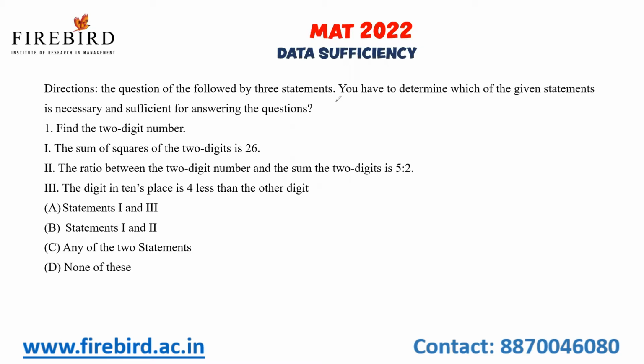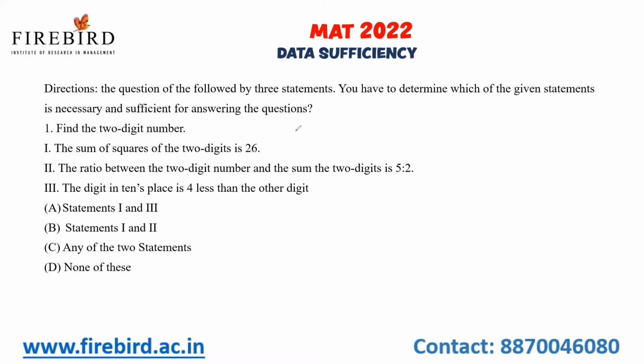Now, see the first question. This is a type based on data sufficiency. You have a separate part for data interpretation and sufficiency. In that, they will ask you 15 questions based on data sufficiency. That is, they will give you a few data and ask you which data is required to answer the question. Here, the question is: find the two-digit number.